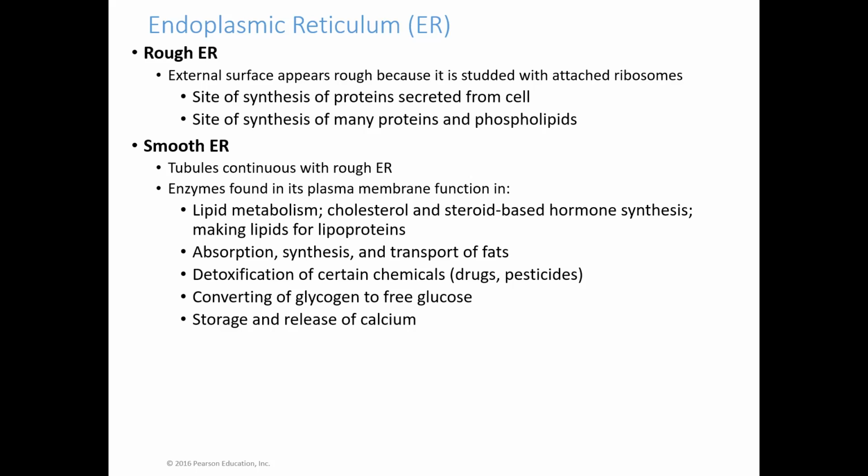Our skeletal muscle cells are wrapped by smooth endoplasmic reticulum that is packed full of calcium ions. And when we're ready to have a contraction, we will release those ions into our muscles, and they will bind onto certain proteins and allow the muscle to contract.